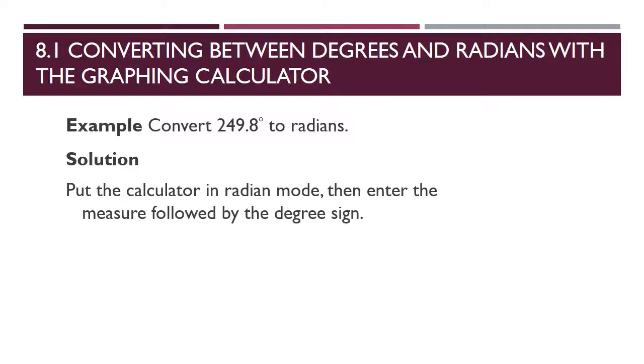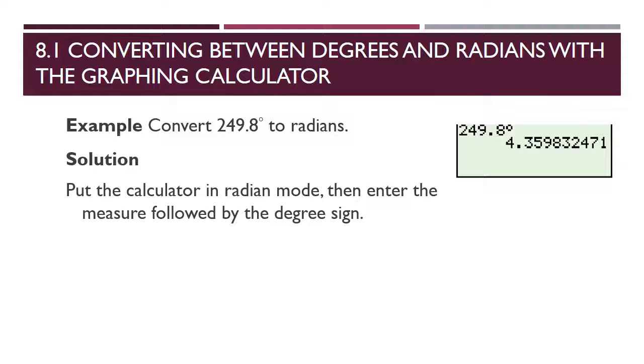And how we're going to do that is you're going to put your calculator in radian mode. And if you're wondering how to do that, you're going to hit mode, and then you're going to go down. You'll see two items next to each other. One will say degree, one will say radians. You're going to switch it to radian. So put it in radian mode, and then go back to the home screen. And what you're going to do is you're going to put 249.8, and then you've got to put the degree symbol in there. And when you do that and hit enter, it will convert it to radians.